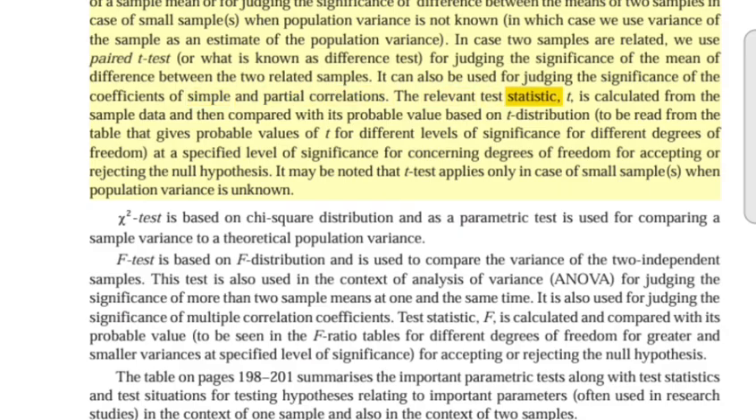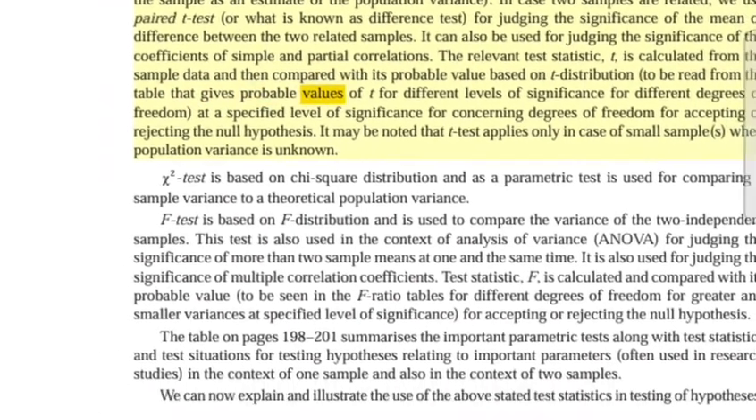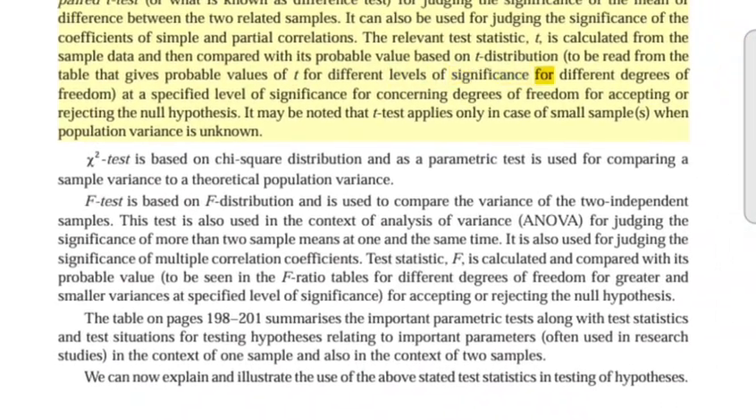It can also be used for judging the significance of the coefficients of simple and partial correlations. The relevant test statistic, t, is calculated from the sample data and then compared with its probable value based on t-distribution, to be read from the table that gives probable values of t for different levels of significance for different degrees of freedom, at a specified level of significance for concerning degrees of freedom for accepting or rejecting the null hypothesis.